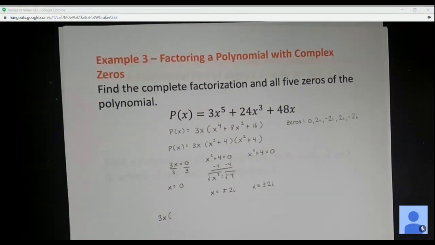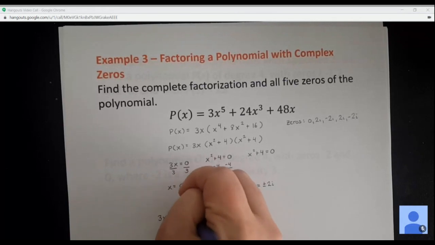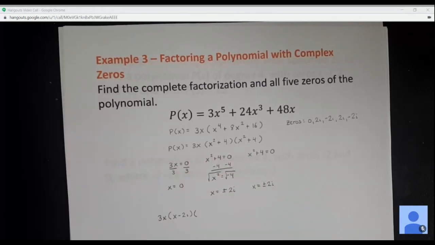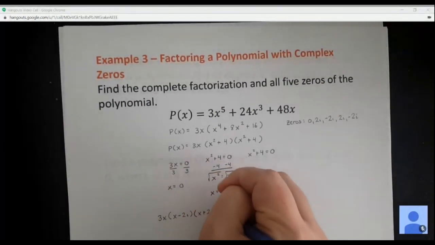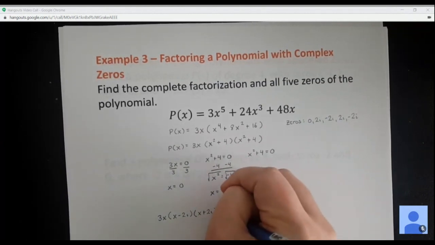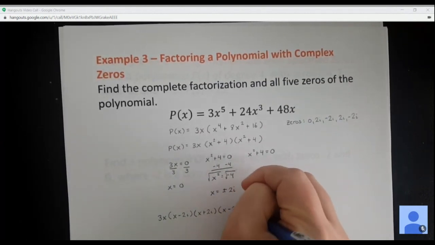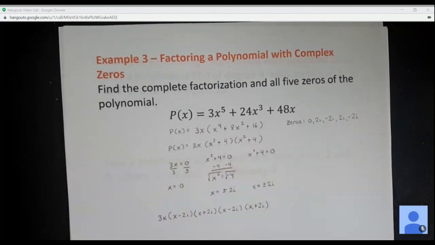Okay. Now, what would my next factor be? X minus 2i. Good. What would be another factor? X plus 2i. We should have 5 total, right? So the next one's going to be, and then repeated that, right? So x minus 2i and x plus 2i again. Now, because we have those repeated factors, how else could I write that instead?